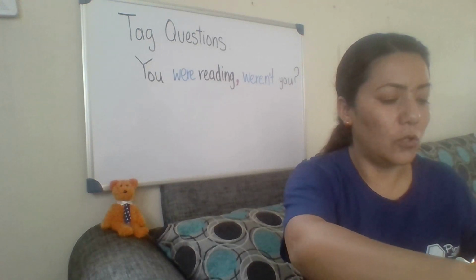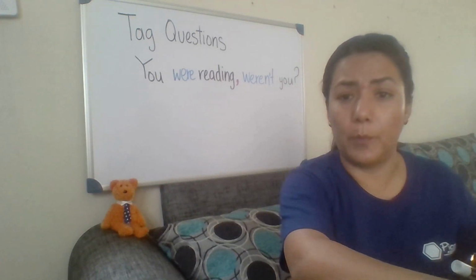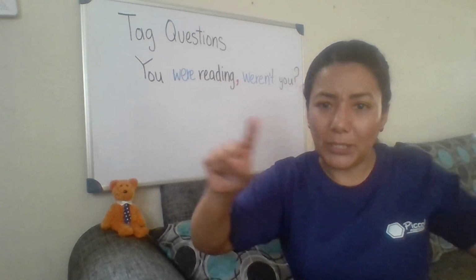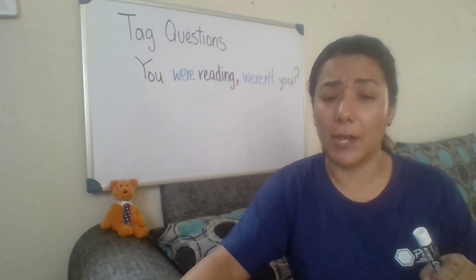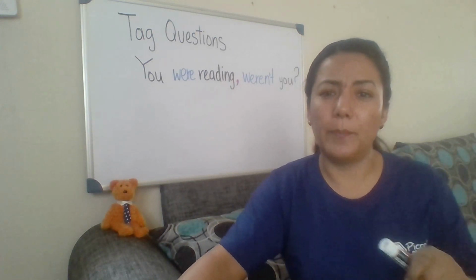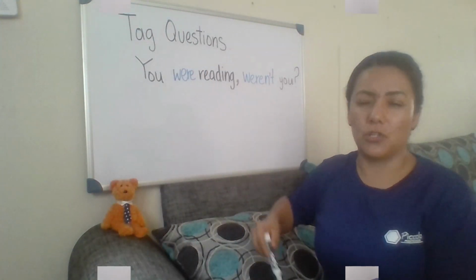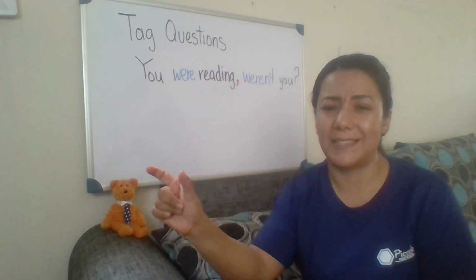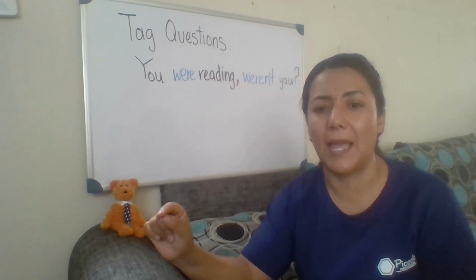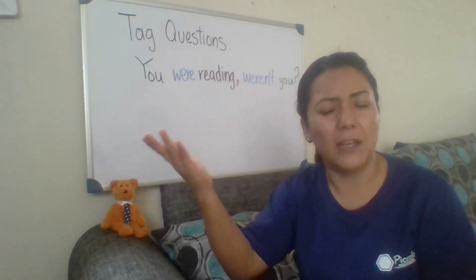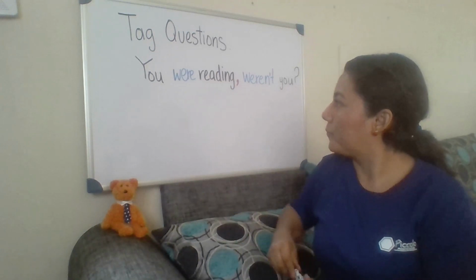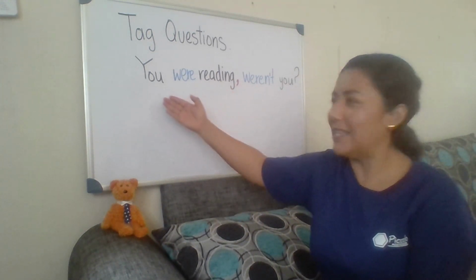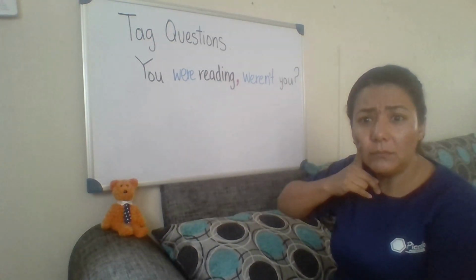go to page 89. We are going to start with the book page. Write the date. Complete date, please. Use your capitals. Go. I'll wait for you here. Tag questions are little questions we put at the end of a sentence, at the end of something we say, just to rethink something. For example, you were reading, weren't you? It's like, yes or no.